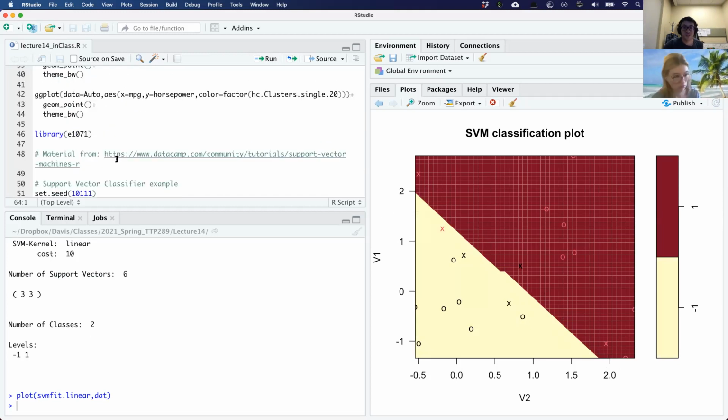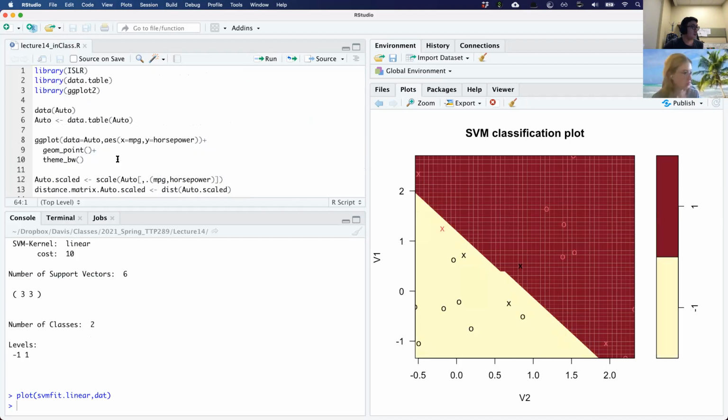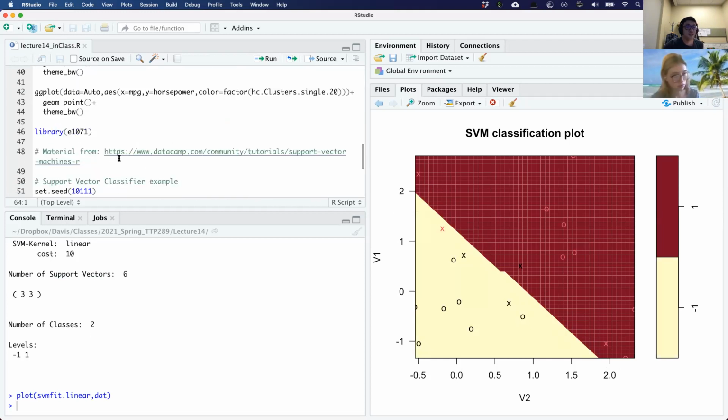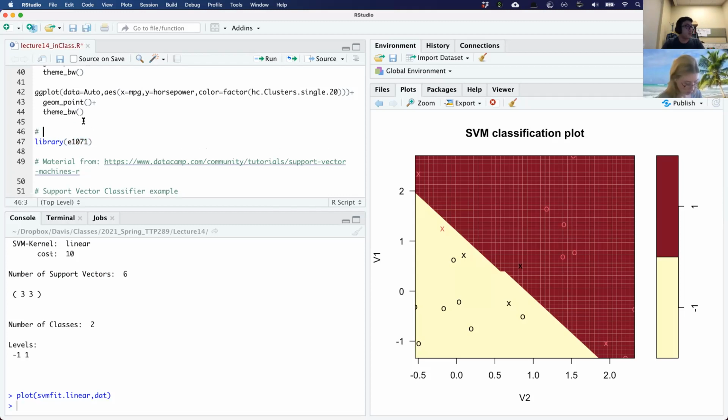I see a question. Which library is SVM in? I think it's in the e1071, but let me double check. Yeah, so this package here, e1071, that's not a default package, so you'll have to install it like so.